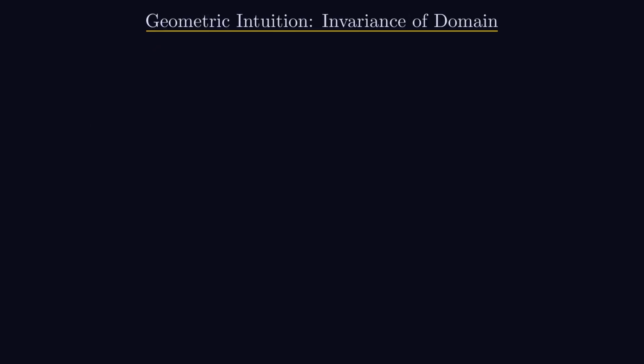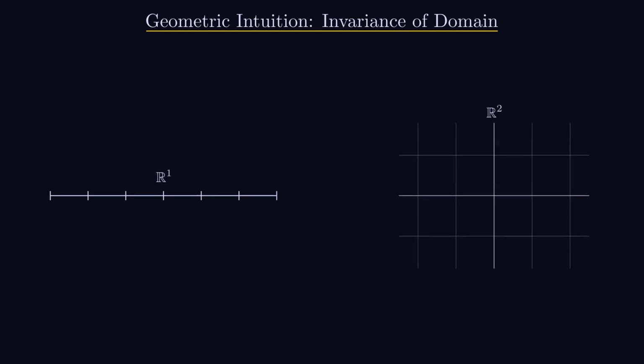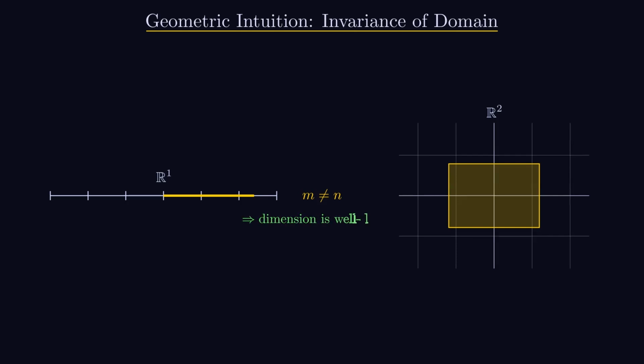The geometric content of invariance of domain is simple to visualize. On the left is R1, the number line. On the right is R2, the plane. An open interval in R1 and an open rectangle in R2 are highlighted. These two cannot be homeomorphic. Invariance of domain says so, since m equals 1 does not equal n equals 2. No homeomorphism between them can exist. The conclusion: dimension is a well-defined topological invariant. Every manifold has a unique, unambiguous dimension.